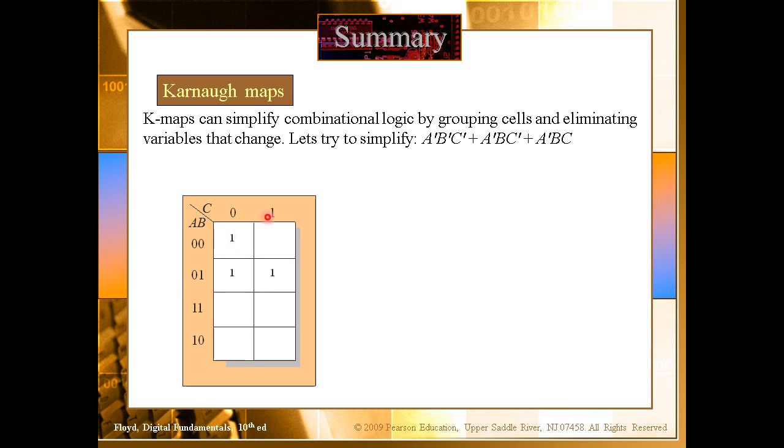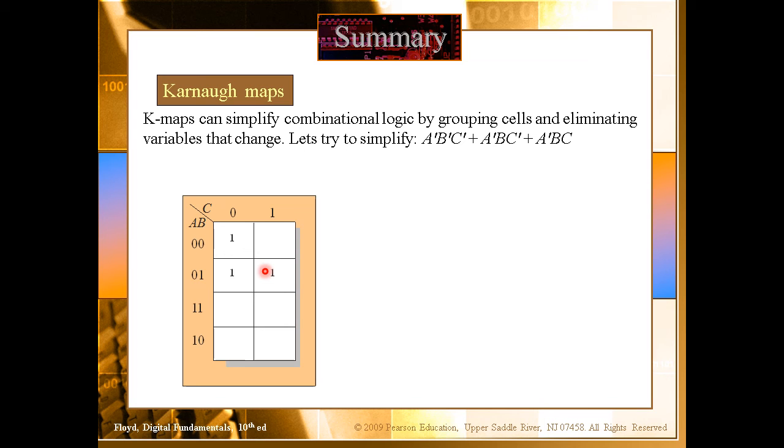Look at the next term, which is A prime, B, C prime, which is this one, so I put a 1 there. What is the last one? It is A prime, B, C. Obviously this is this one. So basically what we do is, based on the expression, we put 1s in the corresponding cells. This is the very first step.